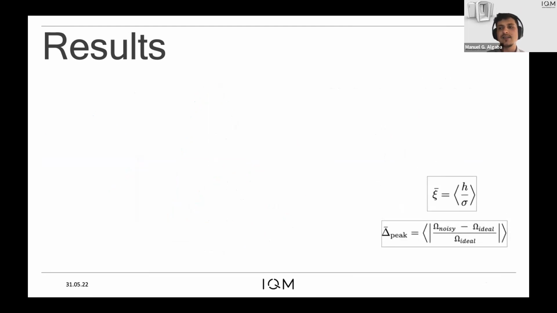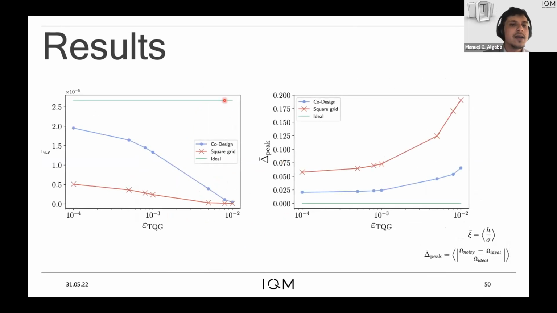If we study this in our simulations, we can see that for the psi rate, for a broad range of two-qubit gate errors, if this is the ideal one, the co-design one is going to approach the ideal one way faster than the square grid. And if we go for the peak frequency error, we see that the square grid is also worse than the co-design, which approaches the ideal case faster.